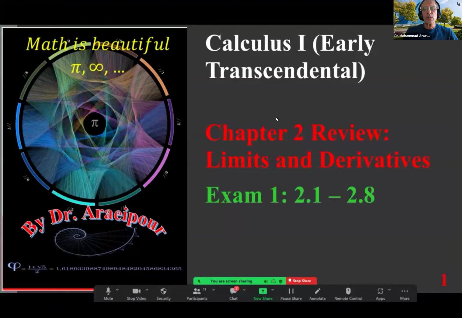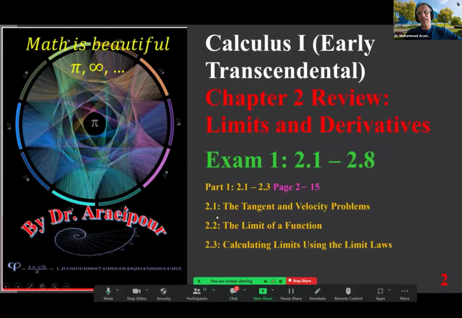Good morning, class. We are looking at Calculus 1, Chapter 2 review, limits and derivatives. Exam 1 will cover sections 2.1 to 2.8. And here's the first part.